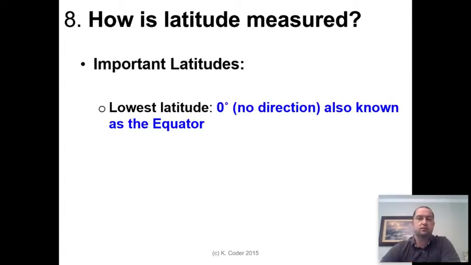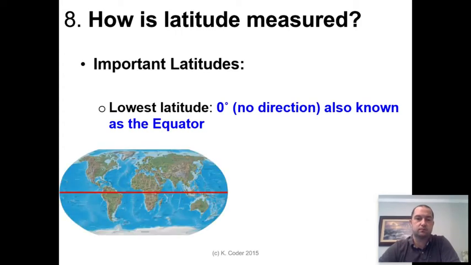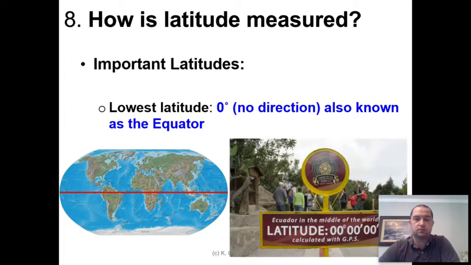Important lines of latitude. Our lowest latitude is 0 degrees, which means no direction, not north or south. It's also known as the equator, and it runs across our globe as such. Here's a picture in Ecuador of where we're at 0 degrees latitude.